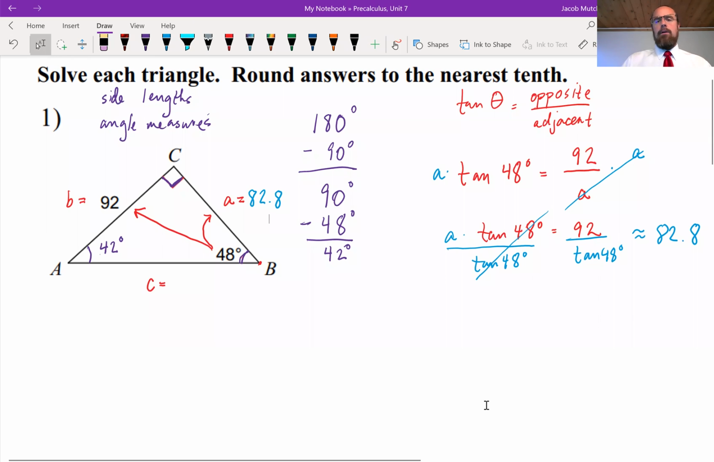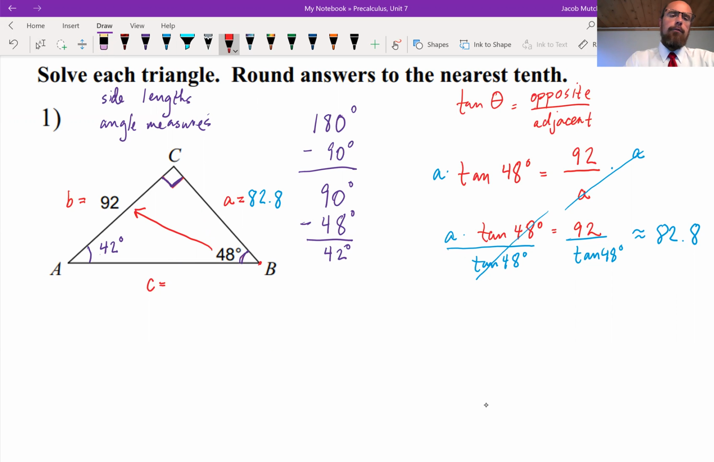And in truth, although we calculated 82.8 for the length of side A, I don't really want to involve that because that was an estimate. I had rounded that to the nearest tenth. So as I set up my next trigonometric ratio, I won't involve side A. I'm going to go back to side B because that's the one that's exact. It's given to me as 92.